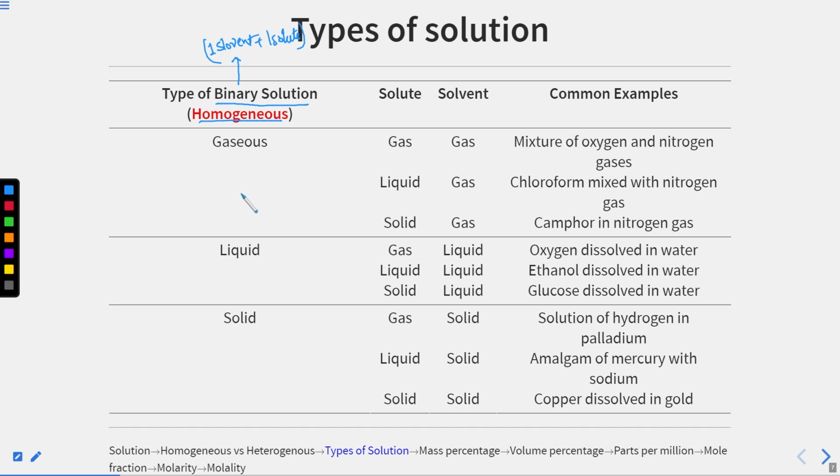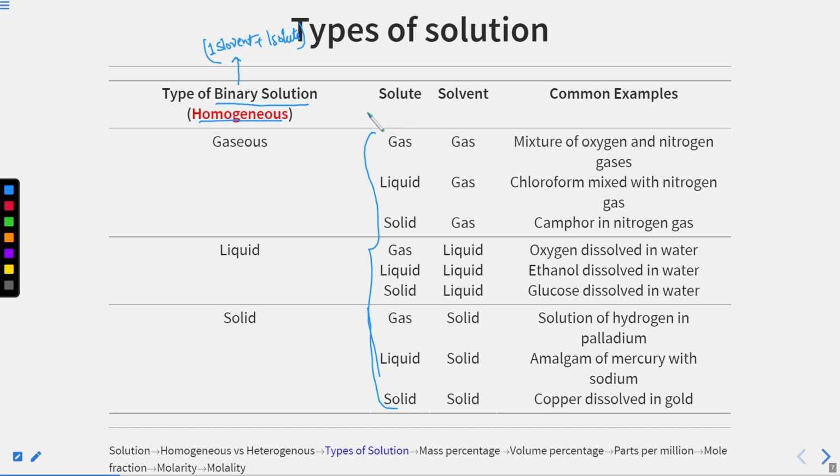So this will result in various types of combinations. If we take 3 states, solid, liquid and gas, we can combine them in different ways. So we can take different combinations like gas-liquid, gas-solid, liquid-solid. So this will make up a total of 9 possible combinations. So it is just a permutation. If you want, you can do it for fun.